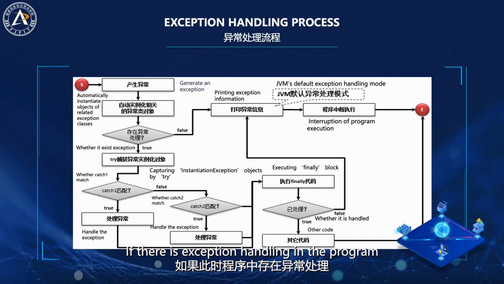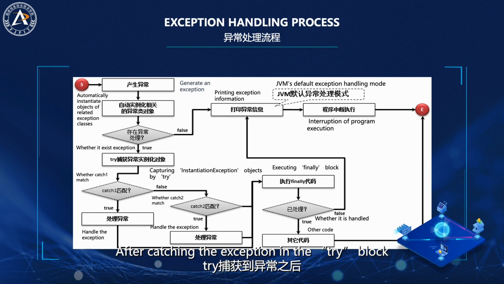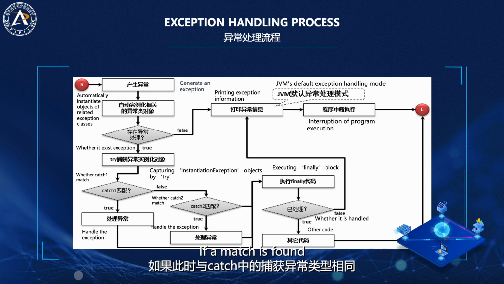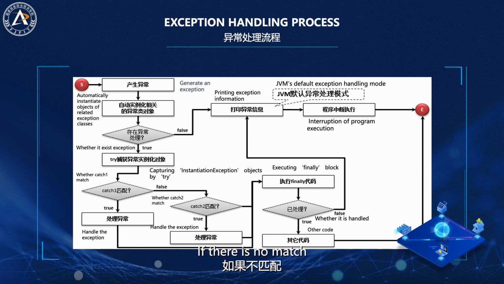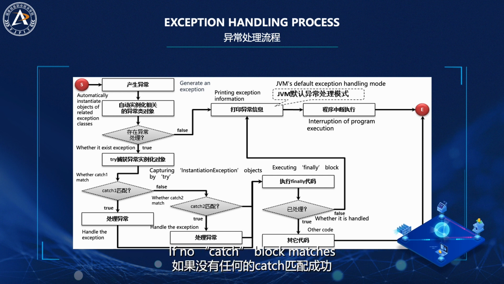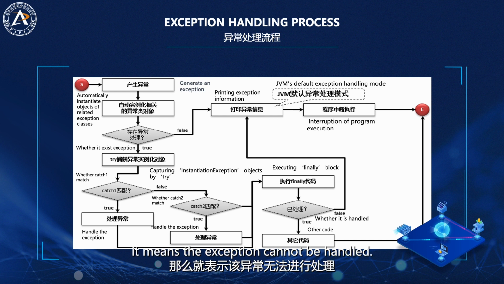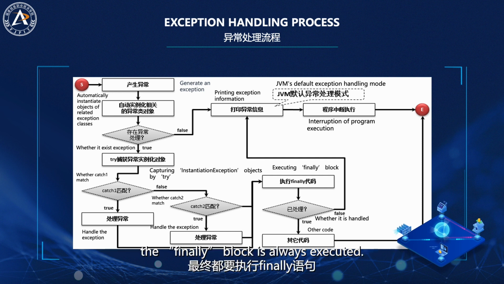If there is exception handling in the program, the instantiated exception class object will be caught by the try block. After catching the exception in the try block, it is compared with the exception types in the corresponding catch blocks one by one. If a match is found, the catch block is used for exception handling. If there is no match, it continues to match with subsequent catch types. If no catch block matches, it means the exception cannot be handled. Regardless of whether the exception is handled or not, the finally block is always executed.